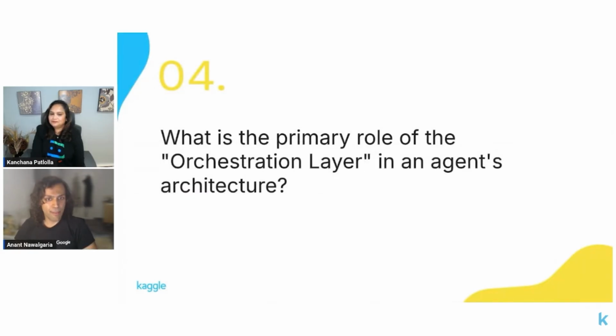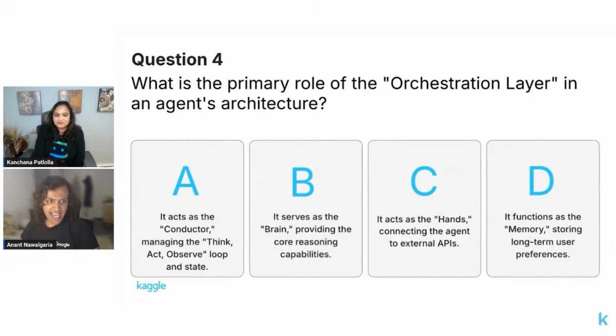What is the primary role of the orchestration layer in an agent's architecture? What role does it play when you build an agent? The options are A, it acts as the conductor. It manages the think, act, observe loop and the state. Or B, it serves as the brain, providing the core reasoning capabilities. Or C, it acts as the hands. Or D, it functions as the memory which stores long-term preferences.